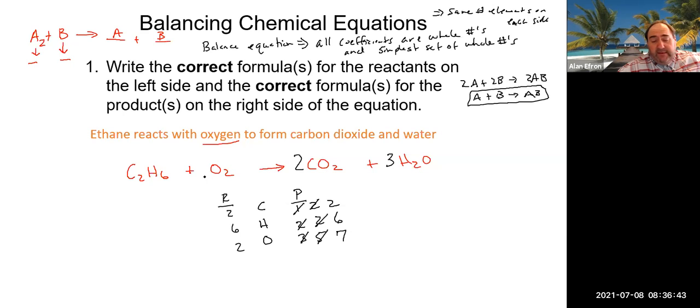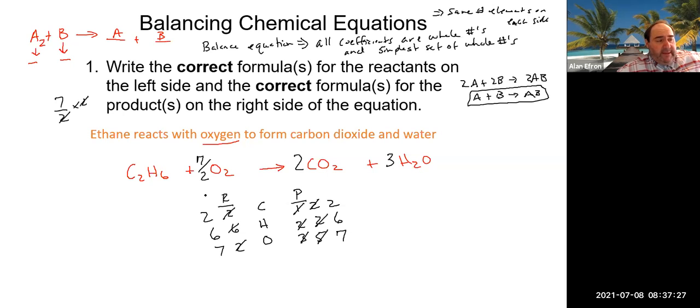And on the right, we have 7, and we have 2 over here on the left-hand side. So basically what we want to do is turn this 2 into a 7. And the way that we could do that is we could actually do something like 7 over 2, like a fraction here. And if I do that, I now have 2 carbons. I have 6 hydrogens. And if you take 7 halves times 2, the 2's cancel, leaves you 7 oxygens. Technically speaking, at this point, this equation is balanced.